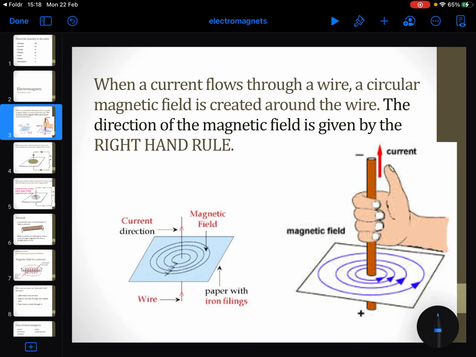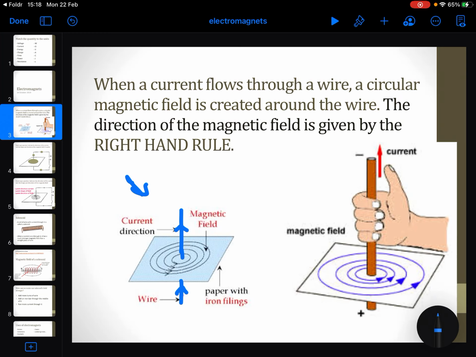So you're taking an electric current, putting it in a wire, and you get a magnetic field created around that wire. So here, when a current flows through a wire, a circular magnetic field is created around the wire. So it's always a circle. Have a little look at this diagram here. You can see a wire going up through the middle there. Here's my wire. Current is going up, and you can see that nice circular field being created around it.